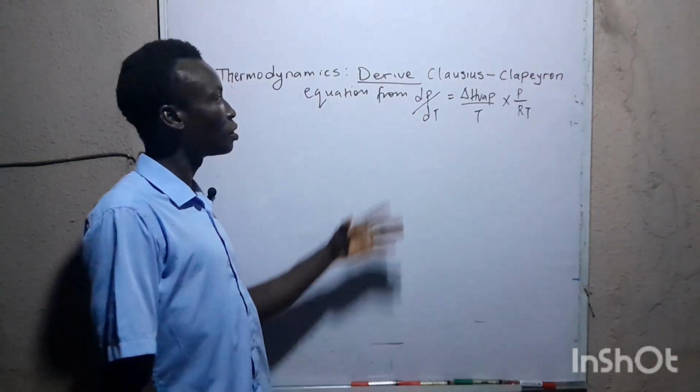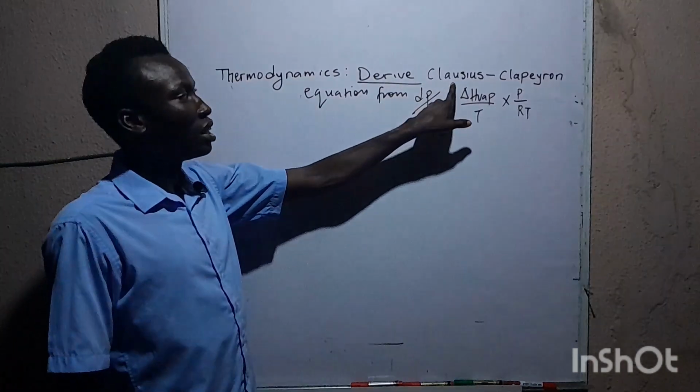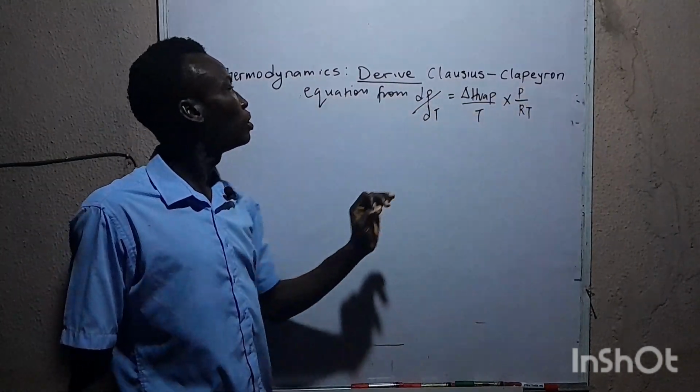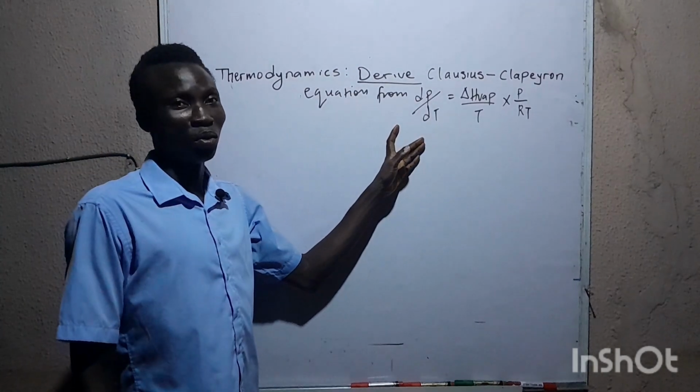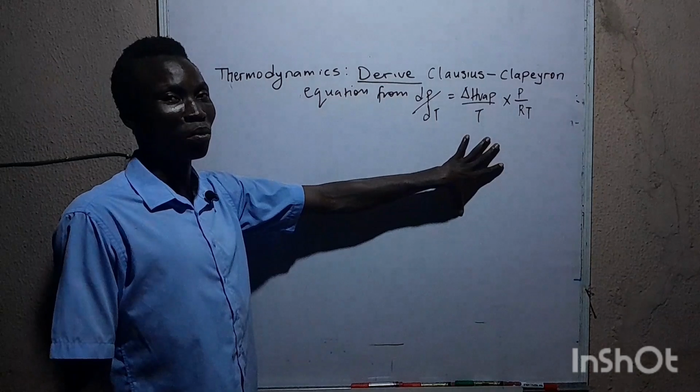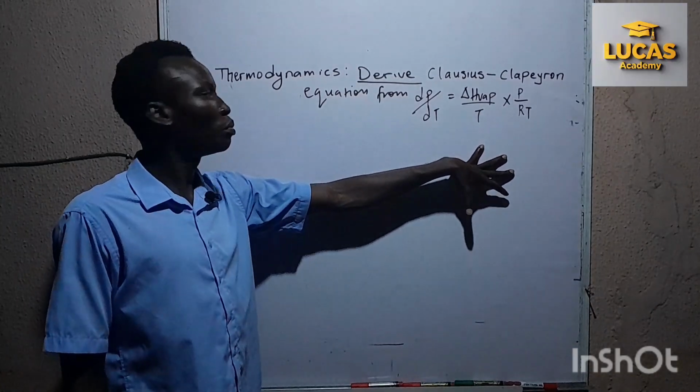You need to run to me now. So you learn how to derive the Clausius-Clapeyron equation. You are even lucky that you were given what to work on. So I don't think this should be your problem. This shouldn't be your problem.